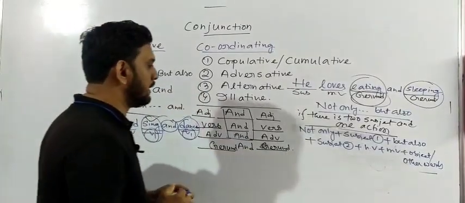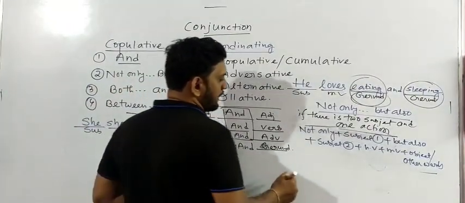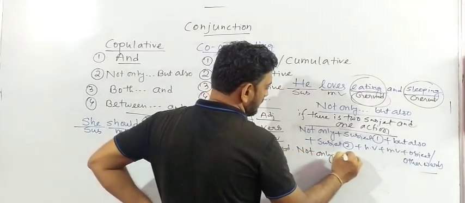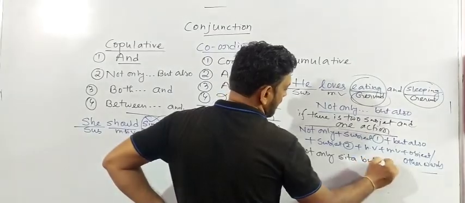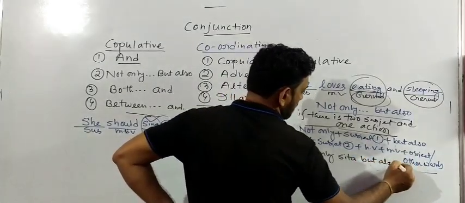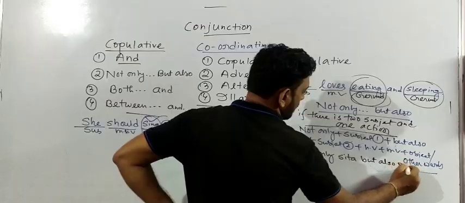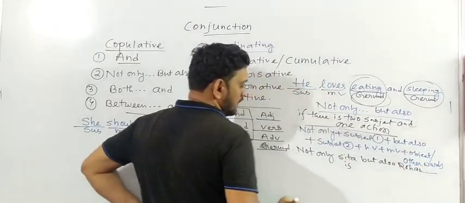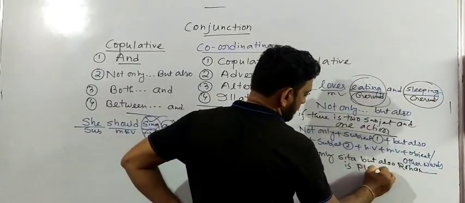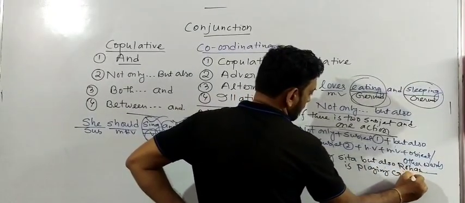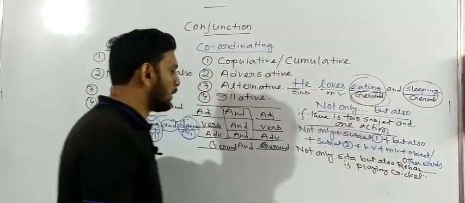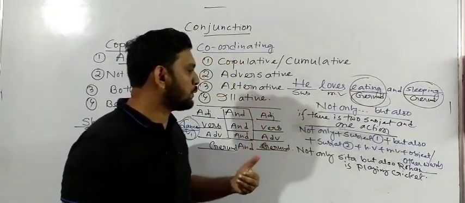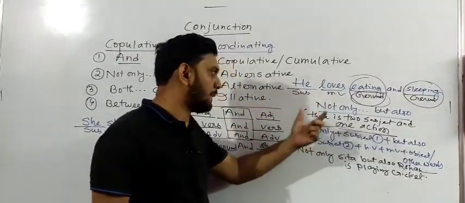Now if I give an example, my friend, I write: not only Shita but also Rohan is playing cricket. Okay, what have I written? Not only Shita but also Rohan is playing cricket. What does it mean? Here I have used the copulative coordinating conjunction not only but also.